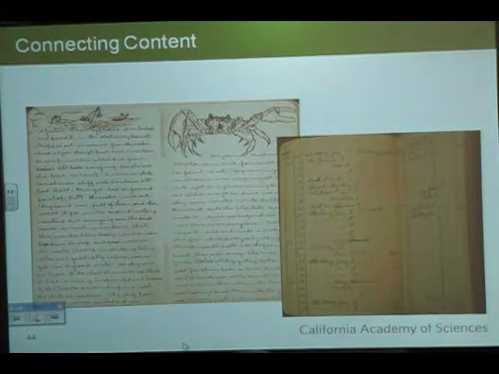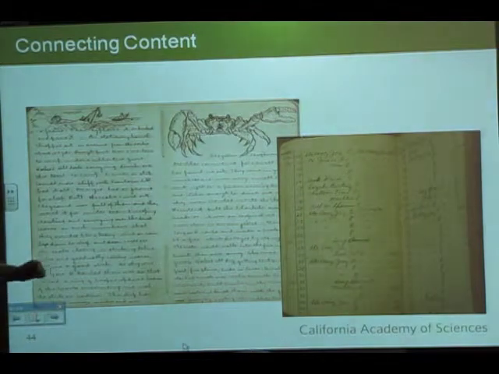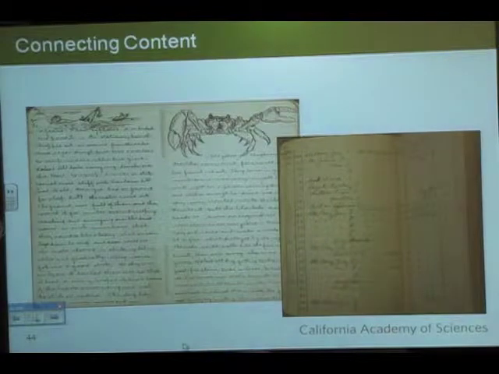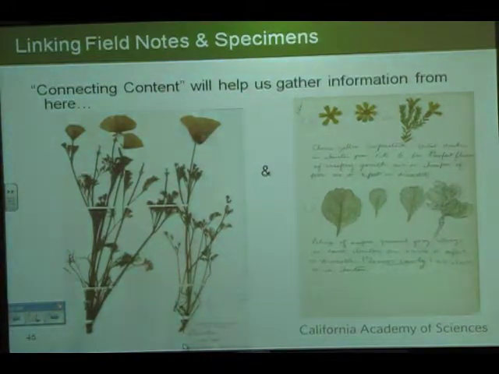So I should be clear, the Smithsonian part of this involves creating the registry. The IMLS-funded part that I'm the co-PI on actually involves scanning the field notes as well as creating metadata records. And so field notes from the collections of the participating institutions will be scanned. And then some institutions will be imaging specimens as well, or imaging field notes that are related to already scanned specimens. So Connecting Content is going to help us gather information from specimens and from field notes.